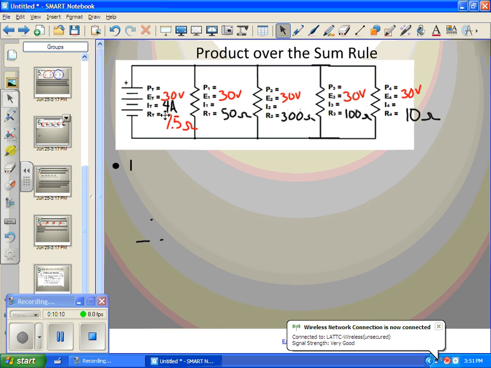30 divided by 50? We get 0.6. And then we're going to have 30 divided by 300. I think I can figure that one out. 0.1. What would we write? I started to write more stuff. What would I write if this were an answer on a quiz? 100 milliamps. Thank you. Very good. So 30 divided by 100.